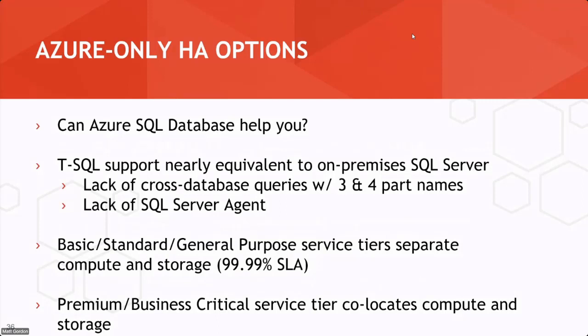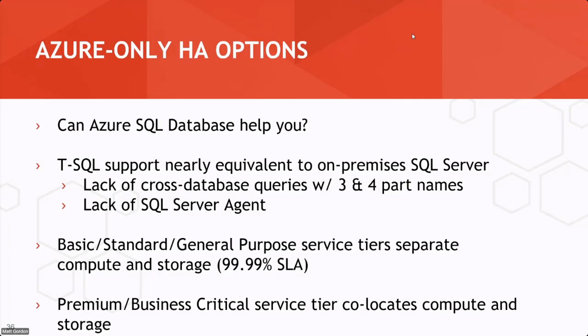You still can't do cross-database queries with 3 or 4 part names. So if you're migrating legacy databases, most likely that support an older app that has those kinds of things in there, Azure SQL Database is not for you. You're going to have to rewrite that. You also have a lack of SQL Server Agent that we all know and might love. You do have things called Elastic Database Jobs that largely replace that. So you can get that functionality back, but you don't have Agent in the form that you know.